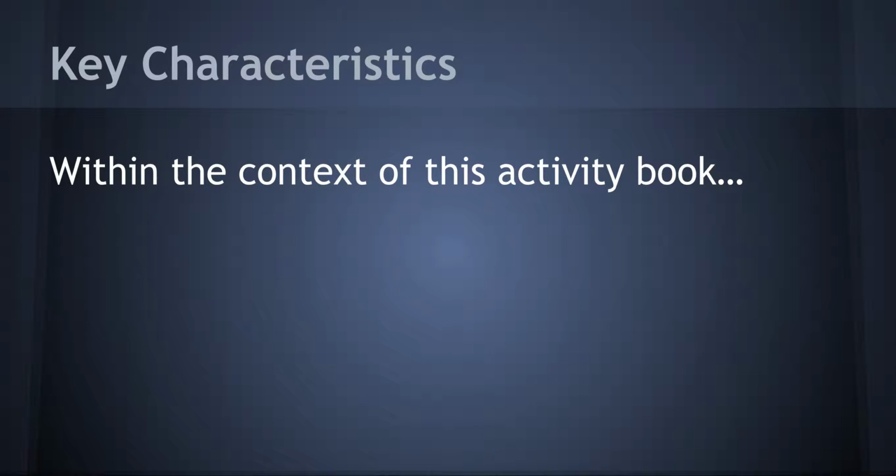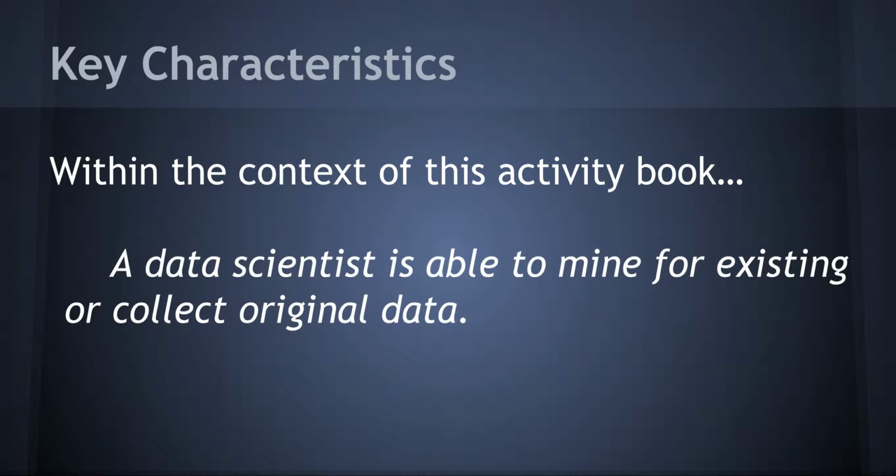So understand that these key characteristics that we're going to share are really within the context of this activity book, understanding that there's a lot of other definitions out there. Within the context of this activity book, a data scientist is able to mine for existing or collect original data. This is not unreasonable. This is what you would typically believe that any ordinary scientist would be able to do. Find and mine for that data that's already existing on the web. You'll notice a lot of the activities in the activity book are centered around this. Or collect that original data through their own experimentation.